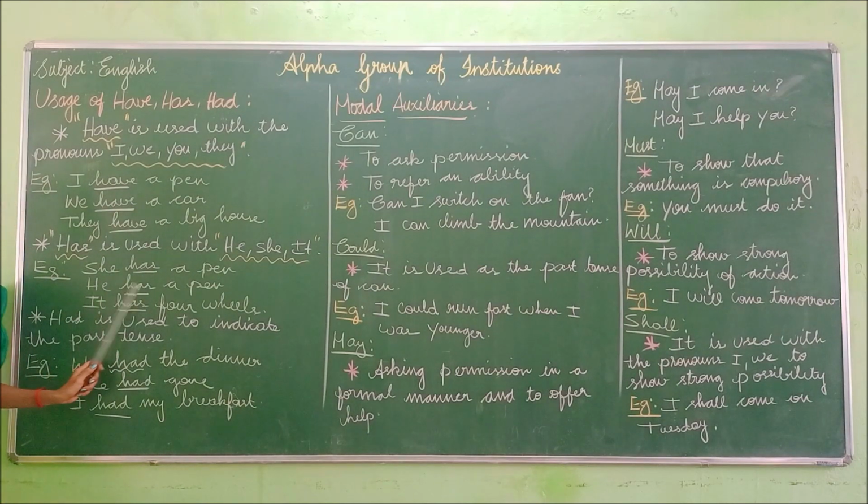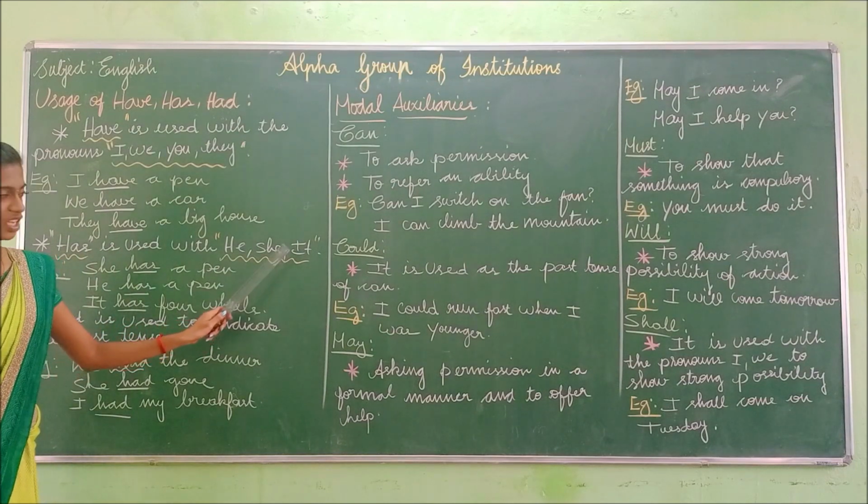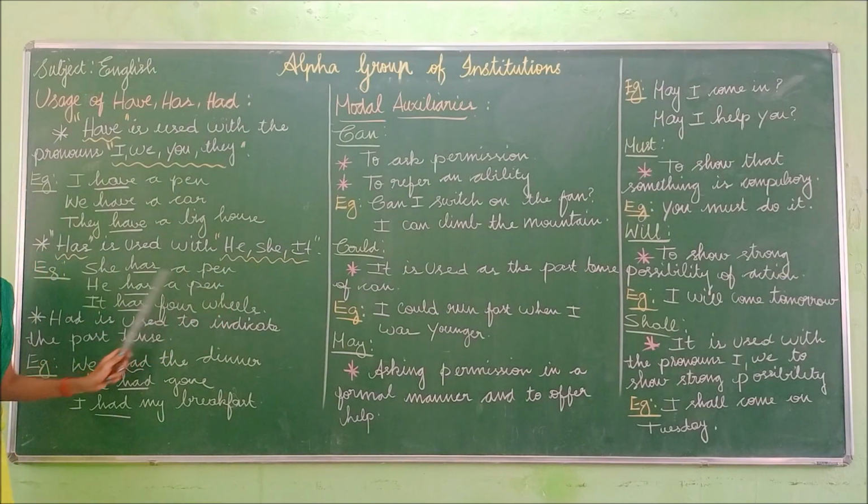Likewise, he has a pen. It has 4 wheels. So these are all the third person singulars, we have used the verb has. Okay. So has is used with he, she, it. She has a pen. He has a pen. It has 4 wheels. Have you understood the usage of has? Next we are going to see the usage of had.